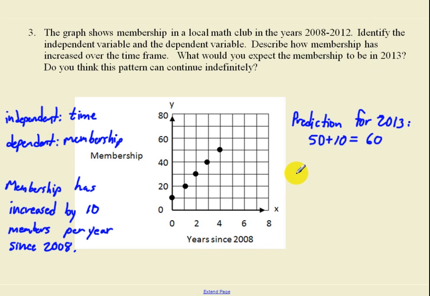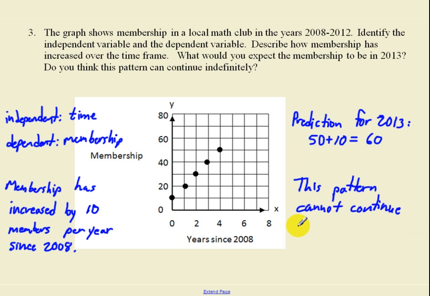So basically this is an opinion question because it asks, do you think? But I would argue that this pattern cannot continue forever. If you have a reason why you think it can, such as the student body will continue to increase, we're going to get a bigger school, then you can go ahead and make that argument. Just make sure that you explain your reasoning.